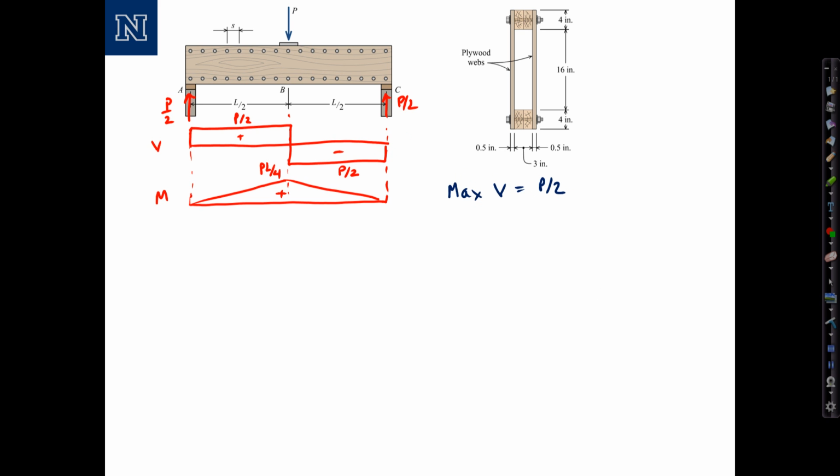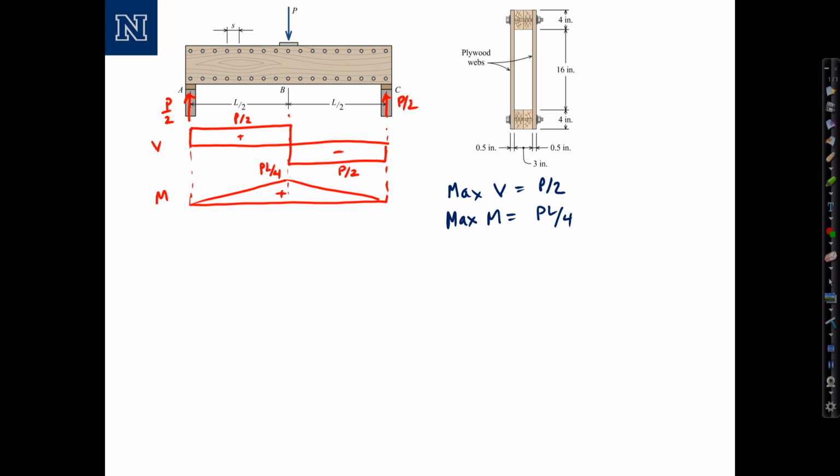And then the bending moment diagram starts from 0, increases linearly, has a maximum value equal to the area under the shear diagram, P over 2 times L over 2, which is PL over 4, and then similarly comes back down to 0 on the other side. The important thing to note here is that our max moment is equal to PL over 4, and occurs in the middle of the beam. Okay, so we have three criteria for design.